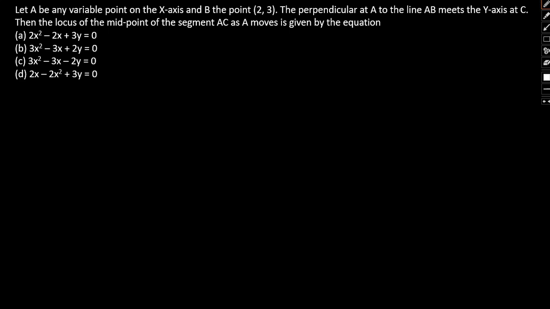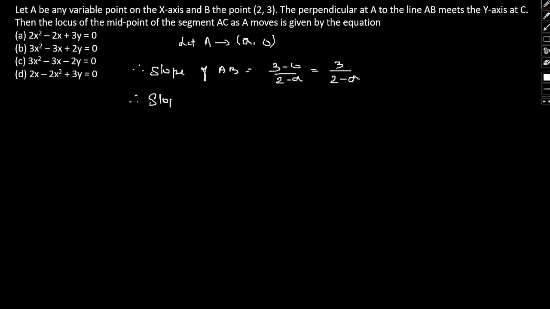Here it's given A is any variable point, right? So let me represent A as (a, 0). Now it's given B is (2, 3). So therefore the slope of AB can be given by (3 minus 0) by (2 minus a), that is 3 by (2 minus a). And the slope of the perpendicular to AB can be simply given by minus 1 as the product. So (a minus 2) by 3 will be the slope.